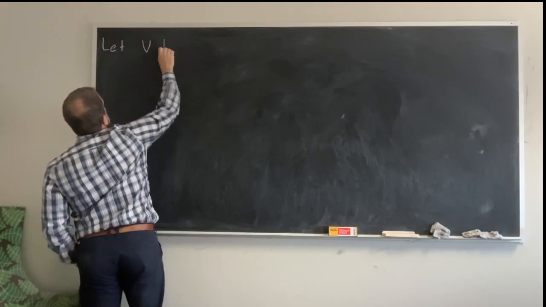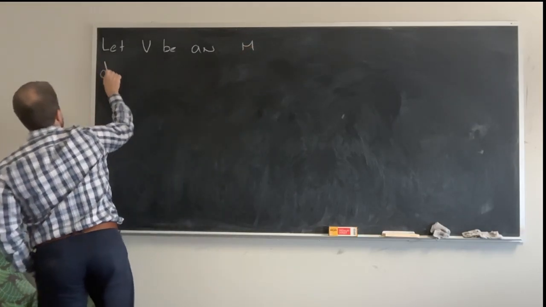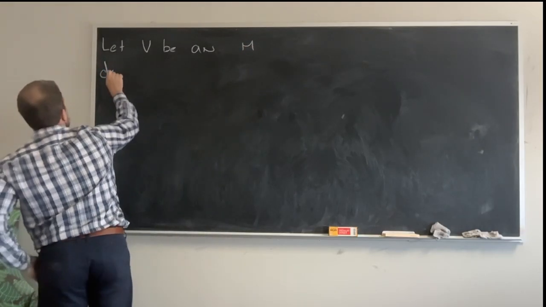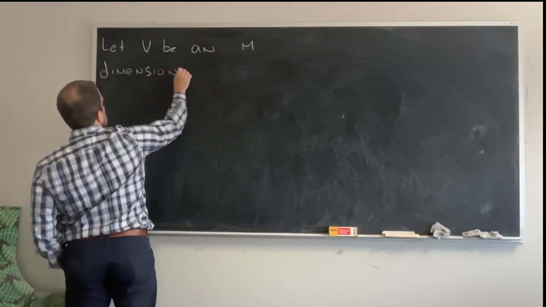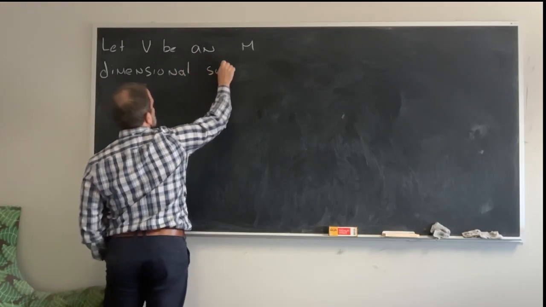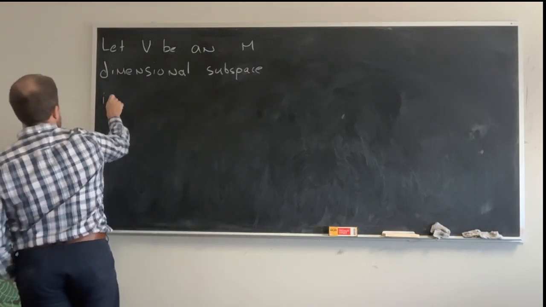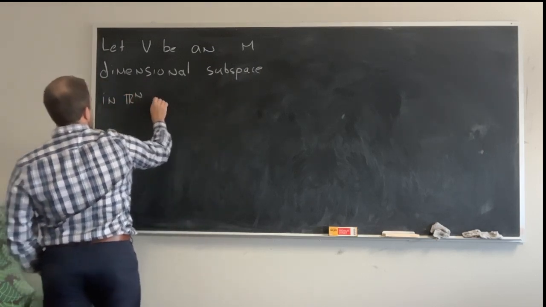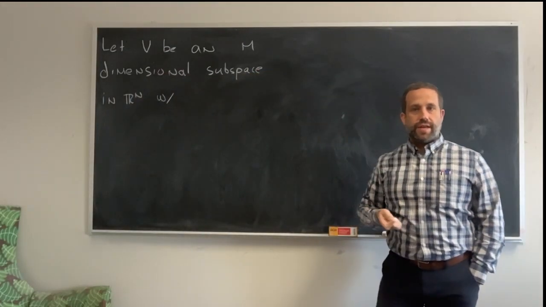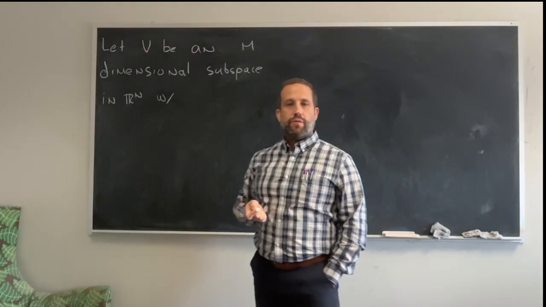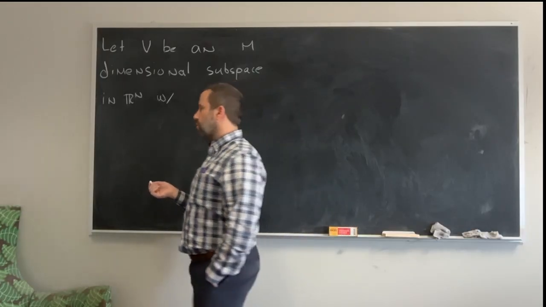Let V be an m-dimensional subspace in Rn. Now every subspace has a basis. That's just the definition of being a subspace. And by the Gram-Schmidt process, we can assume that it has an orthonormal basis. That's going to be helpful for some stuff that we want to prove in just a little bit.